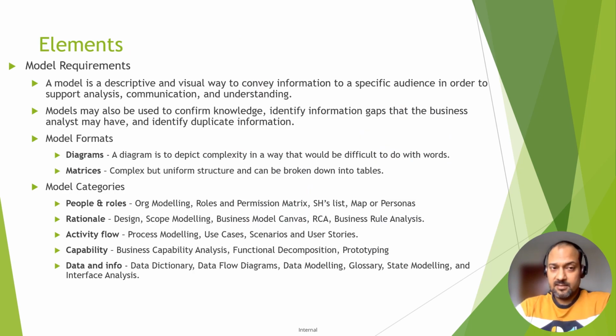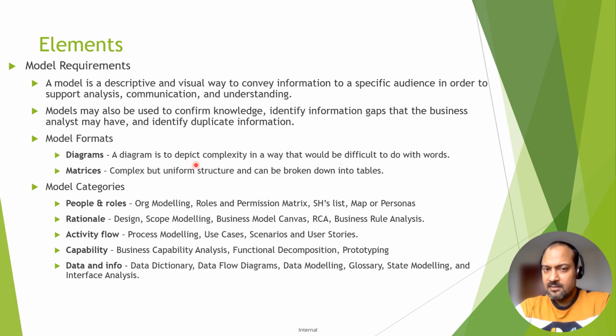Right? So what are the elements? The first element is model requirements. A model is a descriptive and visual way to convey information to a specific audience in order to support analysis, communication, and understanding. Models may also be used to confirm knowledge, identify information gaps that the business analyst may have, and identify duplicate information as well. So we have two formats for a model. One is the diagrams and another is the matrices.